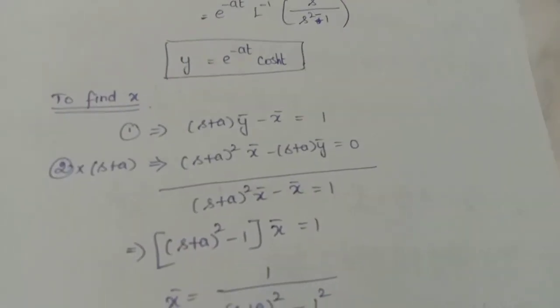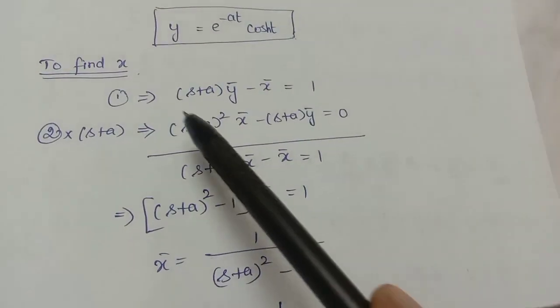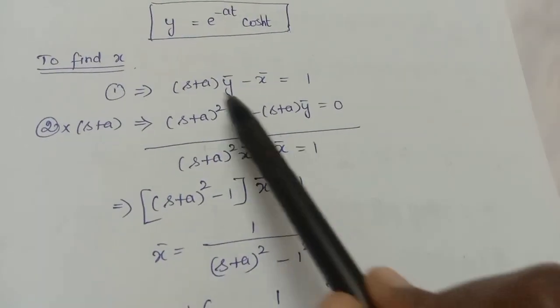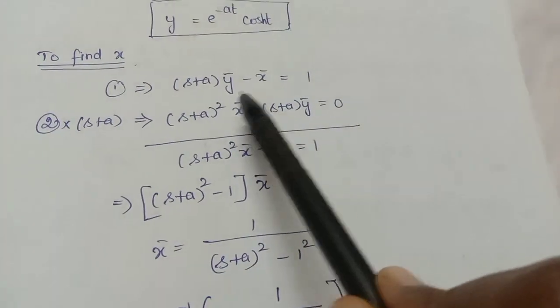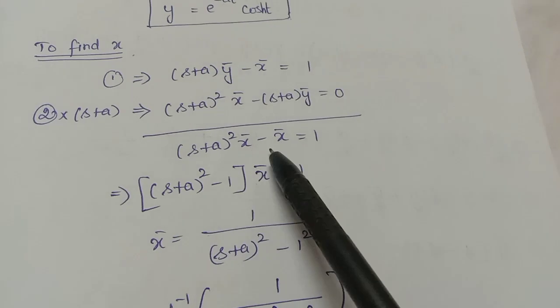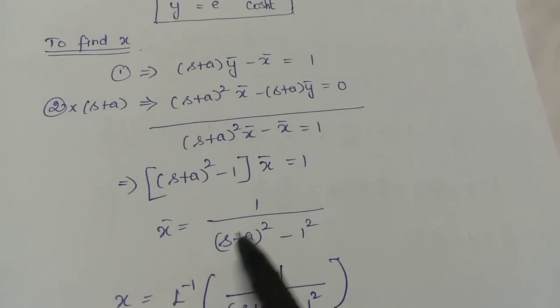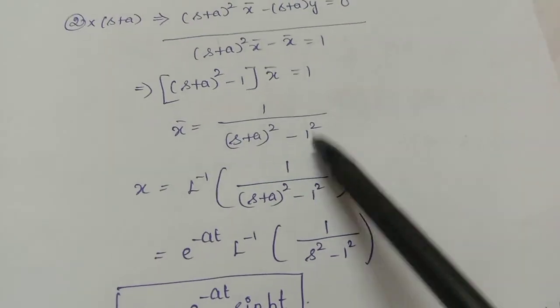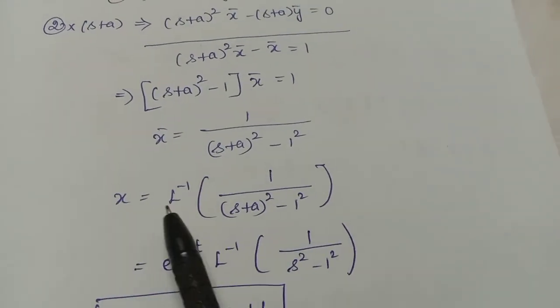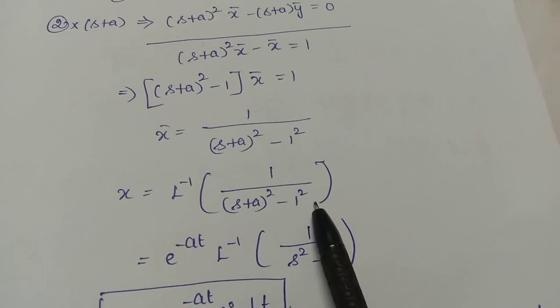Okay, now you add the equations, because this y bar and this y bar are in opposite sign. So simply adding will give you x bar alone. So (s plus a) the whole square minus 1 into x bar equal to 1. So x bar equal to 1 by (s plus a) the whole square minus 1. Therefore, x is equal to L inverse of 1 by (s plus a) the whole square minus 1.